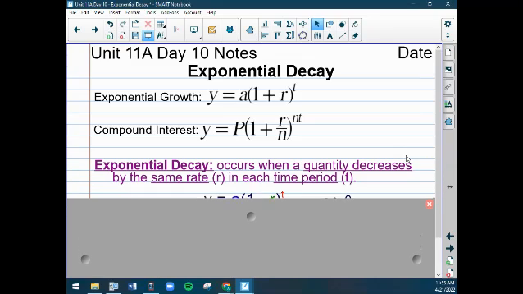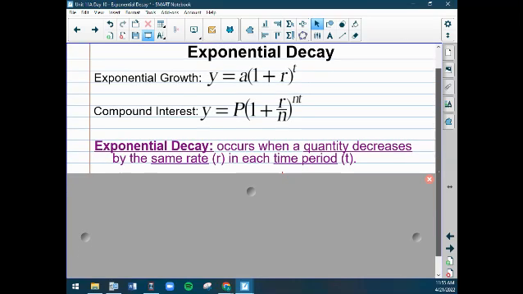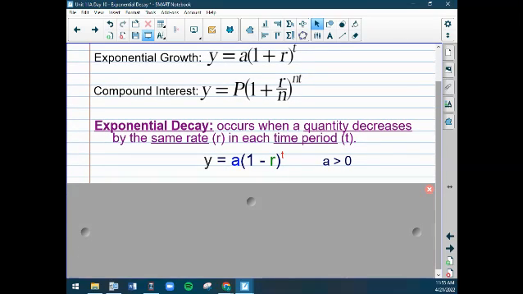So today, exponential decay occurs when a quantity decreases by the same rate each time period. And how it's going to look a little bit different is this time it's going to be a times 1 minus r to the t. So that's the big difference to tell whether it's exponential growth or exponential decay. Growth, I'm adding that rate because it's going to get bigger. Decay, I'm subtracting that rate because it's going to be getting smaller.